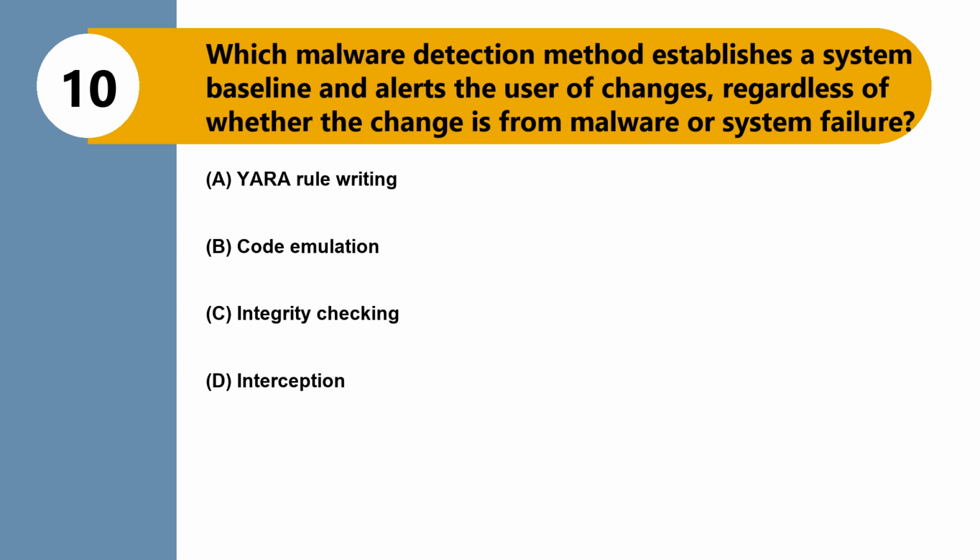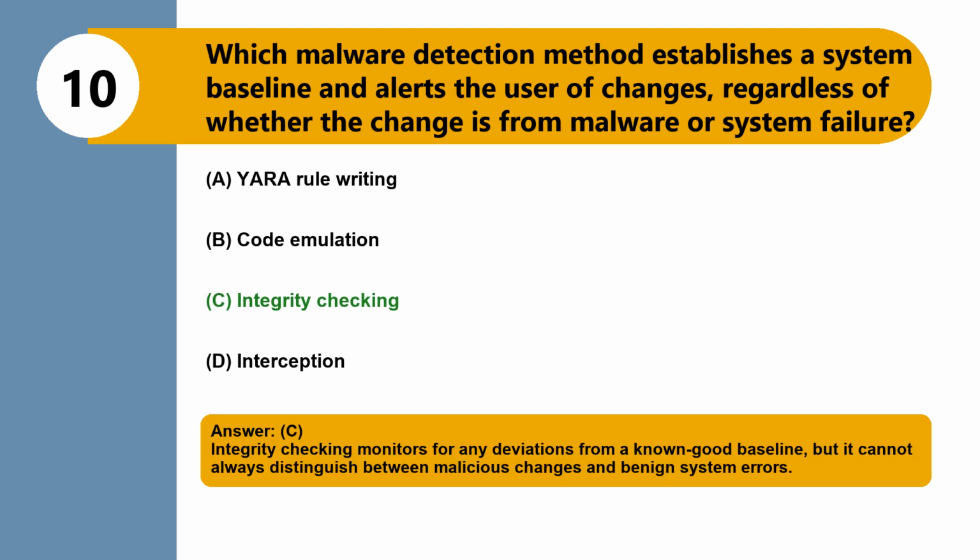Question 10. Which malware detection method establishes a system baseline and alerts the user of changes, regardless of whether the change is from malware or system failure? Option A. Yara rule writing. Option B. Code emulation. Option C. Integrity checking. Option D. Interception. The correct answer is option C, integrity checking. Integrity checking monitors for any deviations from a known good baseline, but it cannot always distinguish between malicious changes and benign system errors.